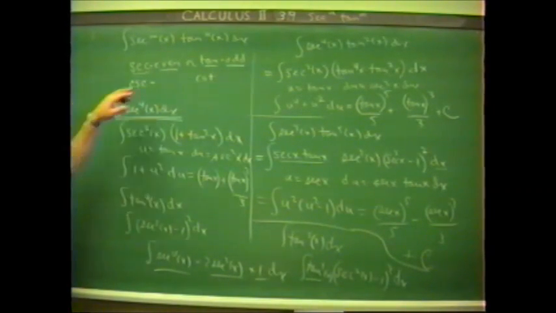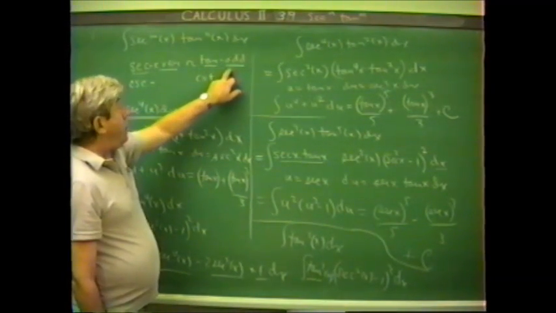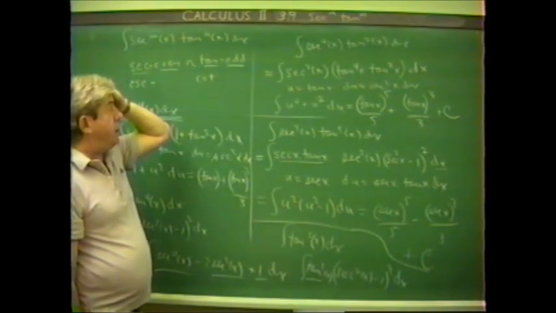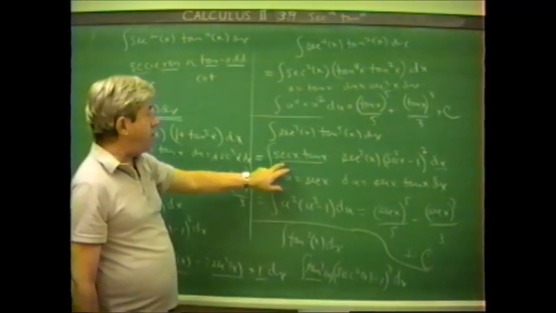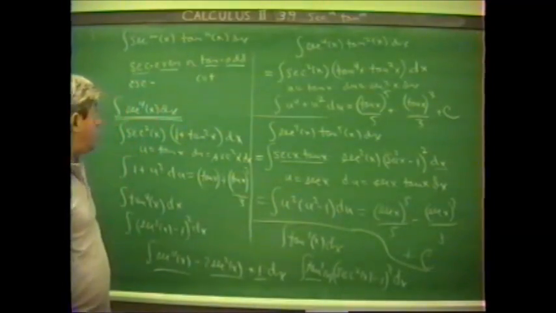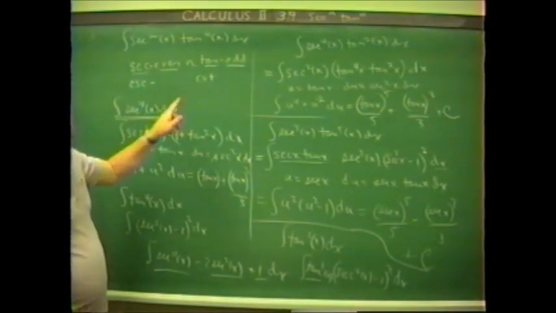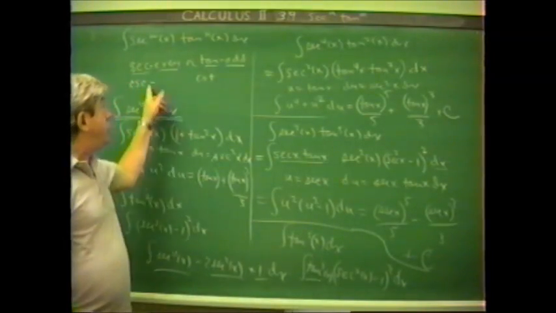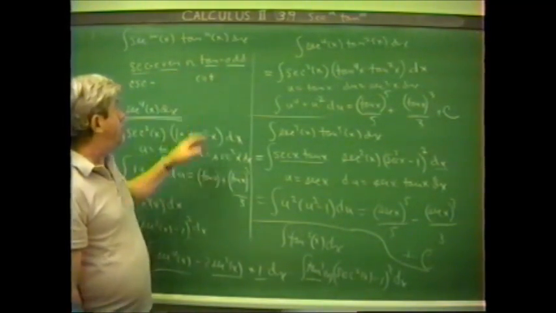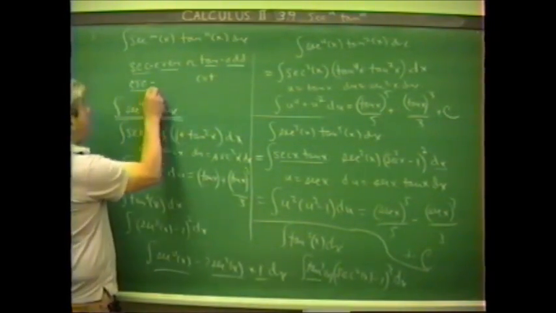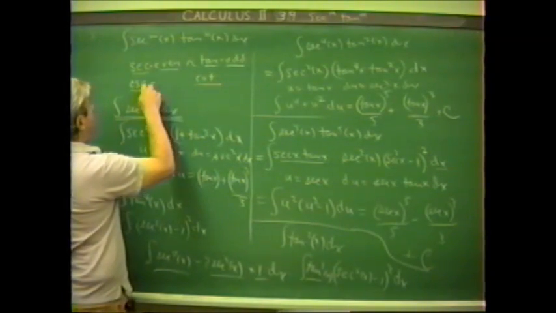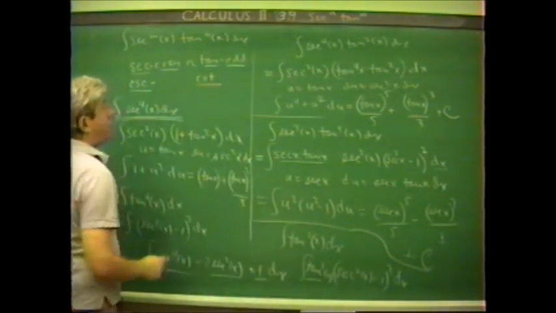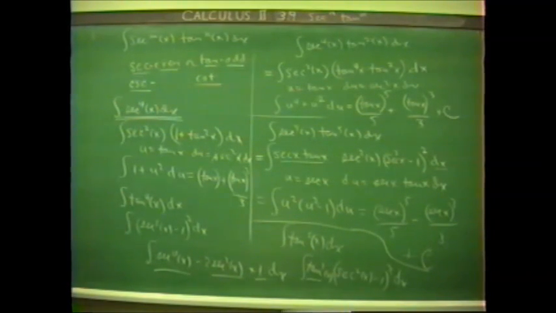So, if the tangent is odd, you can always solve the problem. Generally, if there's secants involved, you factor out a secant times tangent. If the secant is even, you can always solve the problem. You factor out secant squared and change everything else over to tangents. The exact same thing happens with the cosecant being even and the cotangent being odd. Exact same thing, except that you're dealing with cofunctions rather than the functions.